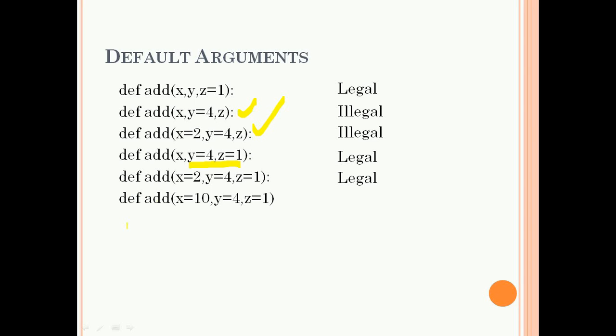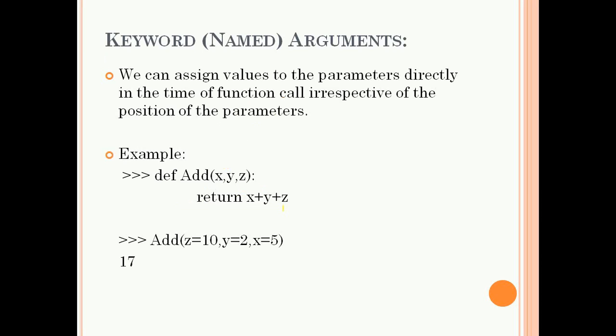But in this case, the rules regarding default arguments are maintained, but the syntax is wrong because in the function header we must write a colon, but here the colon is missing, so it is illegal. Next, keyword or named arguments. This is also very important.